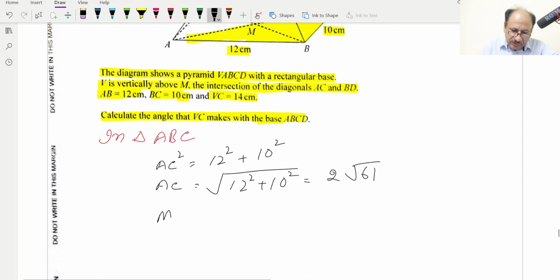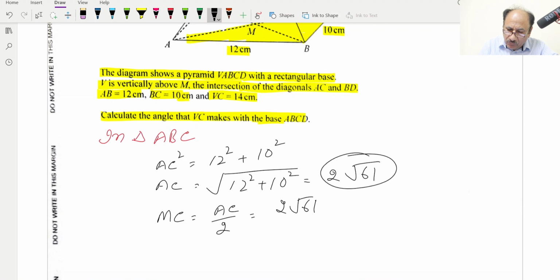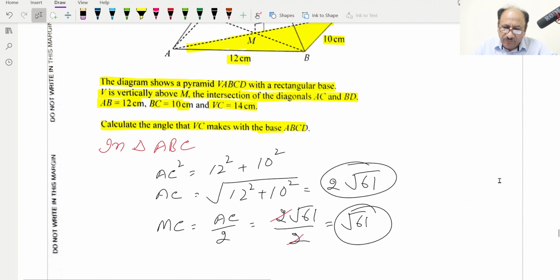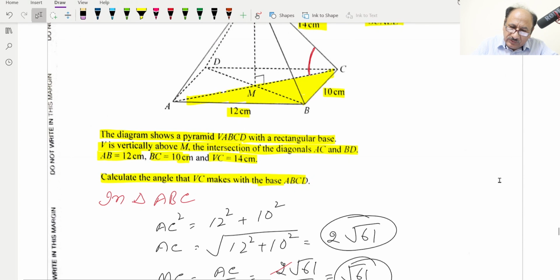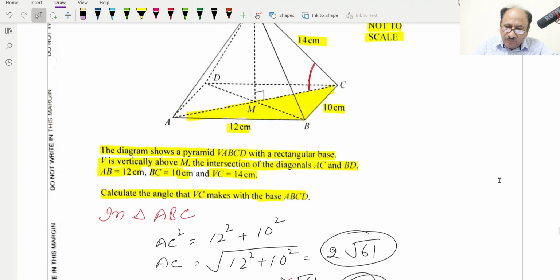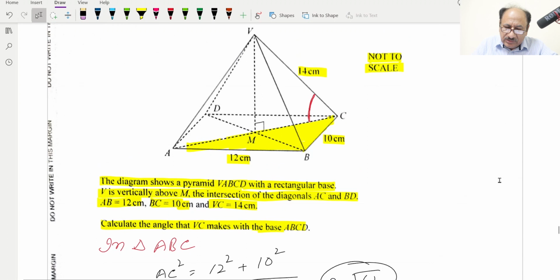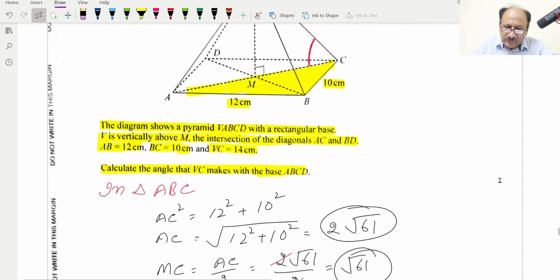So we can write MC is equal to AC divided by 2, which is equal to 2 under root 61, which we calculated over here, divided by 2, and after cancellation this will be equal to root 61. Now we have the MC value, which is under root 61, and now we can consider triangle VMC.